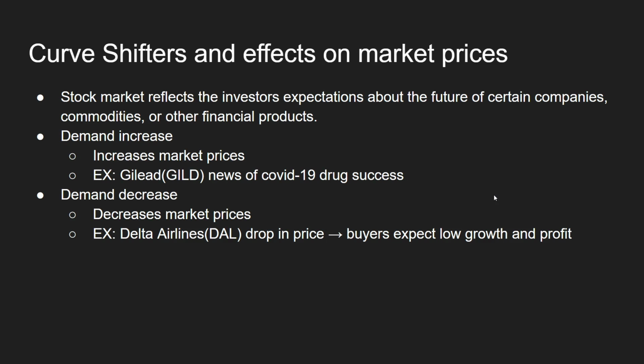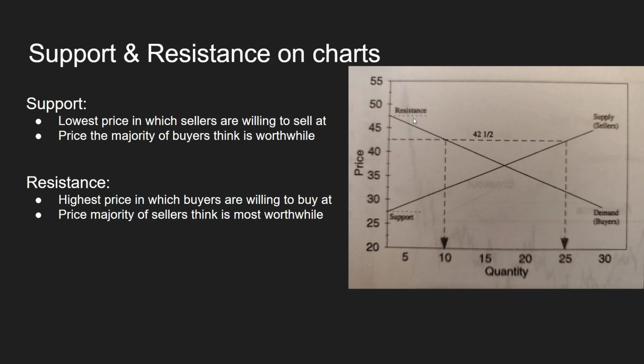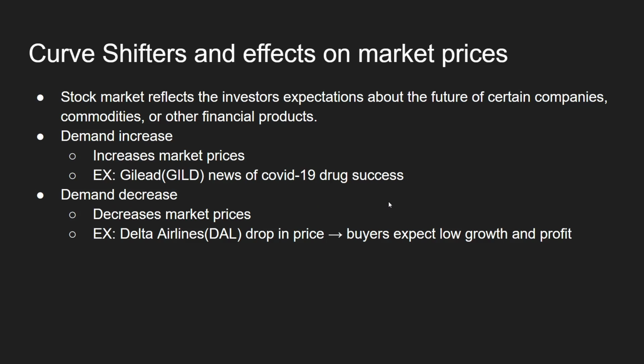So the supply and demand curves here can shift, and they can change the resistance and support levels. The stock market, as we know, reflects investors' expectations about the future of certain companies, commodities, or other financial products. In our last video, we noticed how the expectations of sellers and buyers are shifters of these curves. And this type of shifter is what we'll be analyzing today.